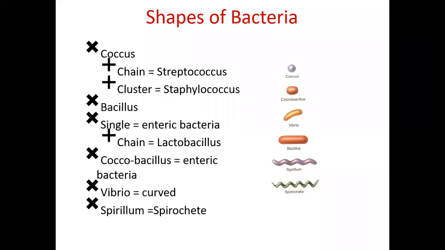Bacillus may be single, such as enteric bacteria, such as E. coli that presents as normal flora and is the most common cause of UTI, especially in women, or presents as a chain like Lactobacillus, which presents as normal flora in the vagina. Coccobacilli, including enteric bacteria and others.